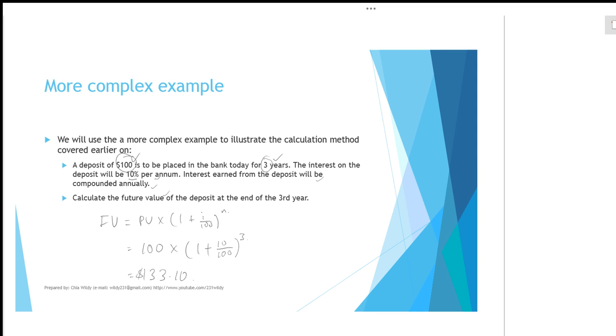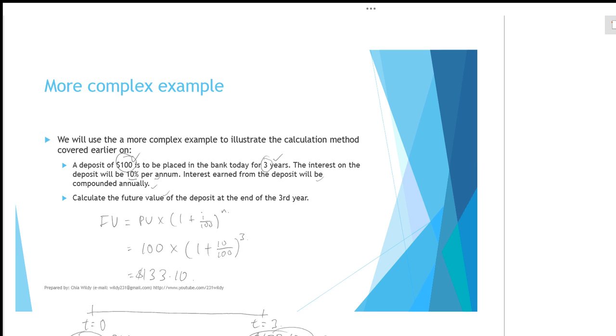So what it means is that if you were to have this illustrated in a simple timeline, at t equals to 0, which is today, we have 100, but at the end of t equals to 3, you find that you have, in total, how much is that? $133.10. So this 100 is the present value. The 133.1 refers to the future value.